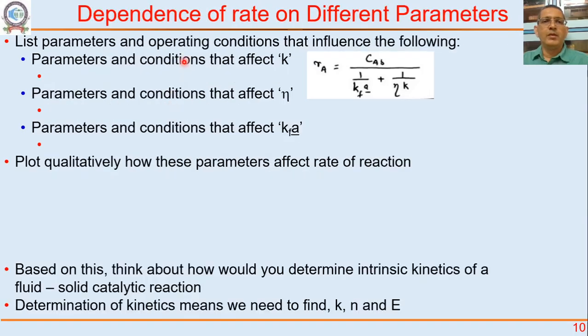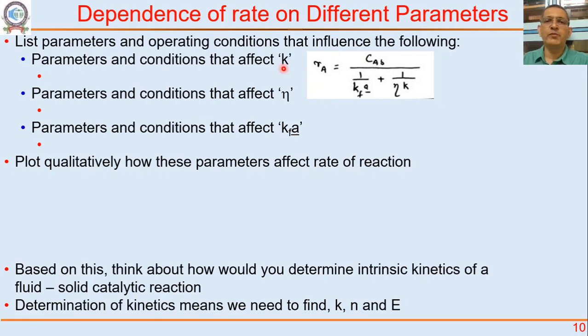So I want you to decide on what parameters and operating conditions will influence the rate constant, effectiveness factor, mass transfer coefficient, and surface area, and plot qualitatively how these parameters affect the overall rate of reaction. This is our overall rate of reaction.